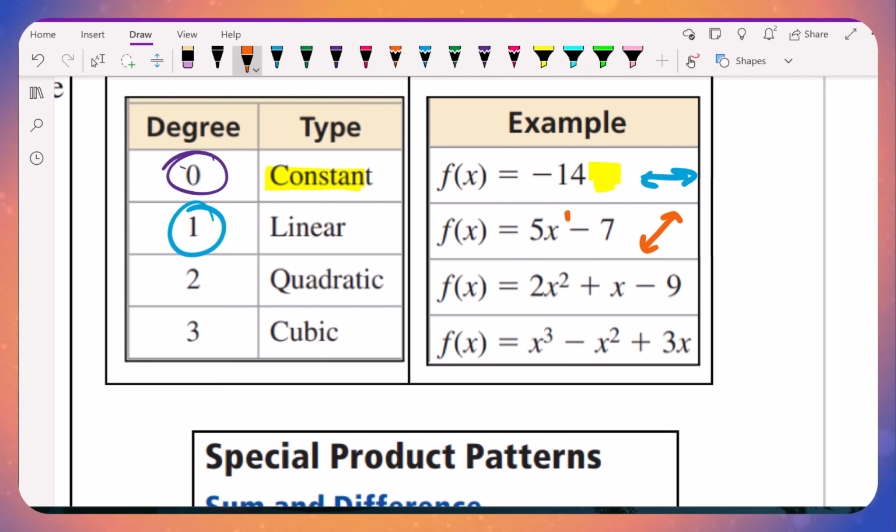Chapter 2, we talk about quadratic, which is x squared, and that looks like a smiley face when you graph it. And then on to cubic, which is a third degree. It's going to look like a coaster pattern. So either up coaster, or if it's reflected, a down coaster pattern.